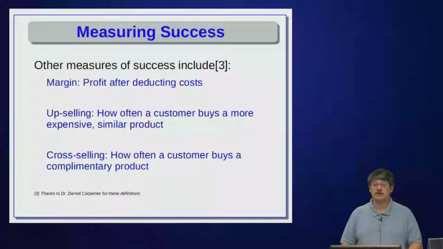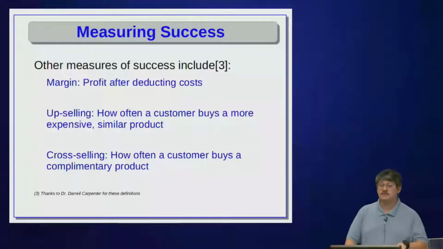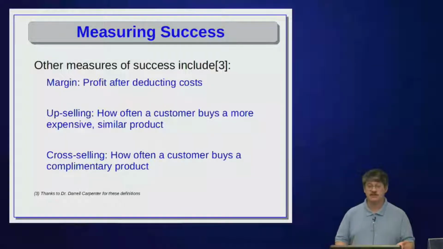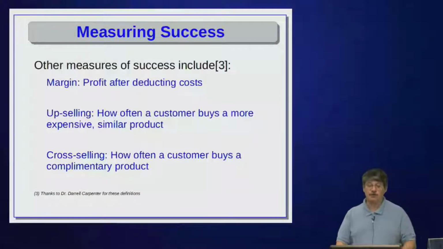Of course, conversion rate is only one measure of success. Another measure of success is the profit margin, and that's the amount of profit that we make after we deduct the costs. So if I can sell a product for $10, but it only costs me $8 to make, and maybe $1 to run the website and advertise it, then I've made $1 of profit. So my margin would be $1. So profit is an important measure.